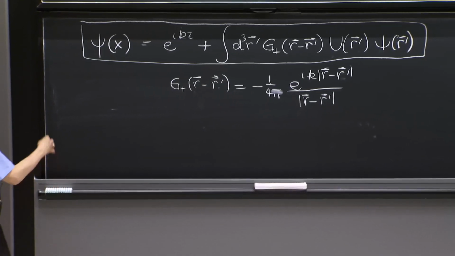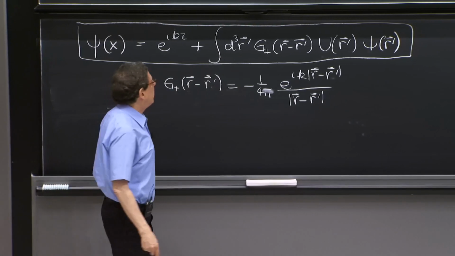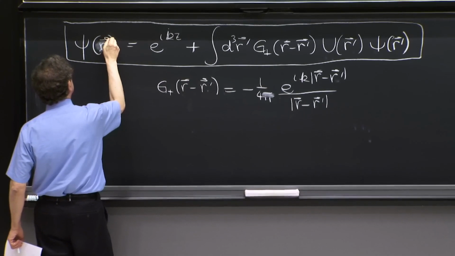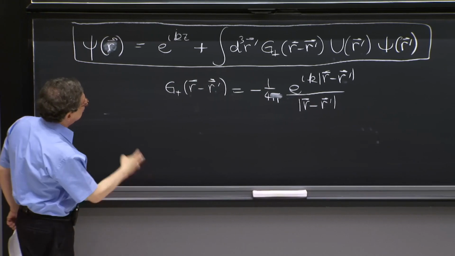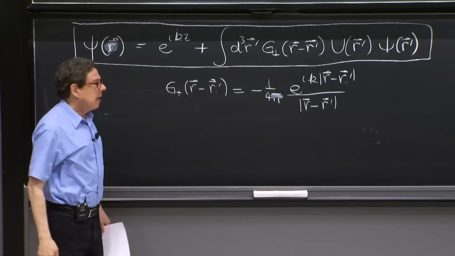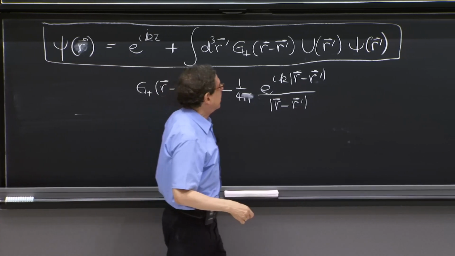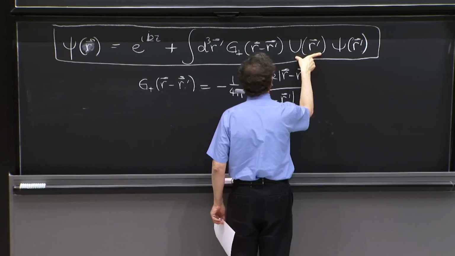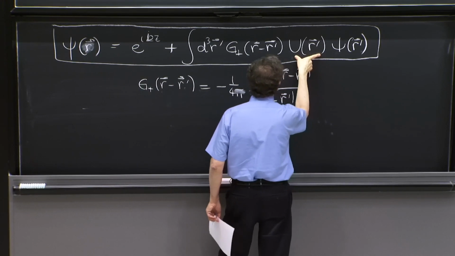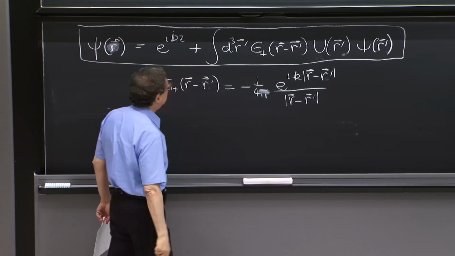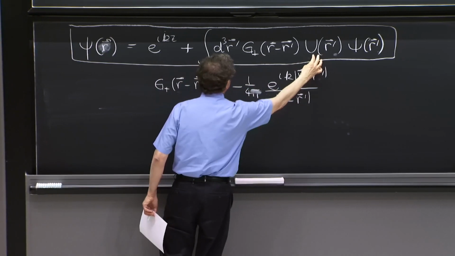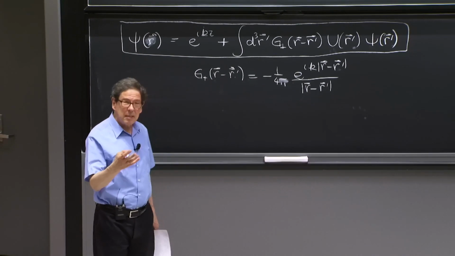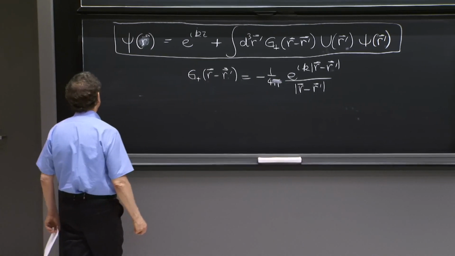So in most applications, we look at the wave function, this should be psi of r, far away. And if the potential is localized, this integral, since it involves the potential, can only have non-zero contributions on the region where the potential exists. So r prime, whenever you're doing this integral, must be small compared to r.